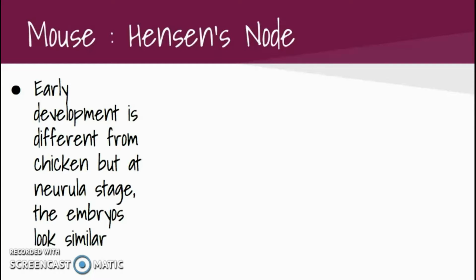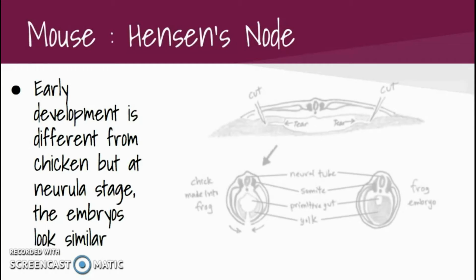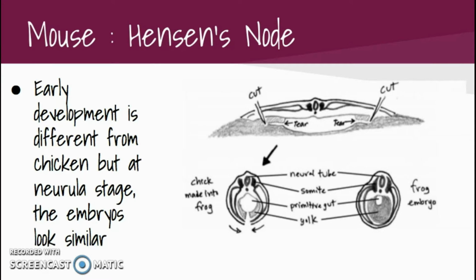As mentioned previously, chick and mouse embryos are similar at the neurula stage. It can be seen here that when the chick embryo is cut off from the yolk and folded together, both embryos look very similar and have similar structures.